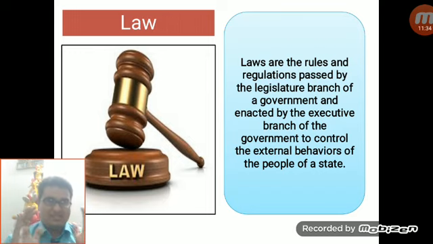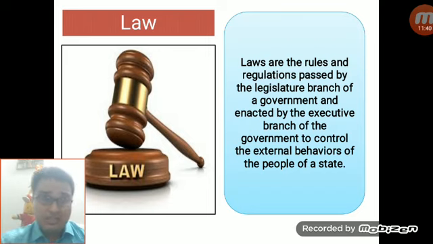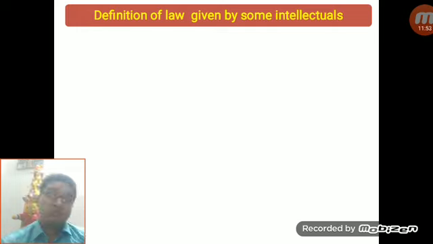And this definition is highly pragmatic, a realistic definition of law. So you can write down this definition in your answer script. Inshallah, definitely you will get very good marks in your examination. So dear students, now I am going to show you some of the definitions of law given by some intellectuals.